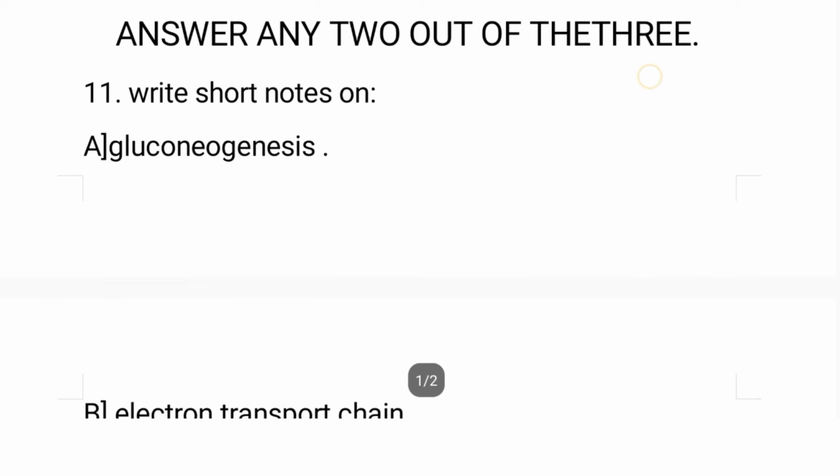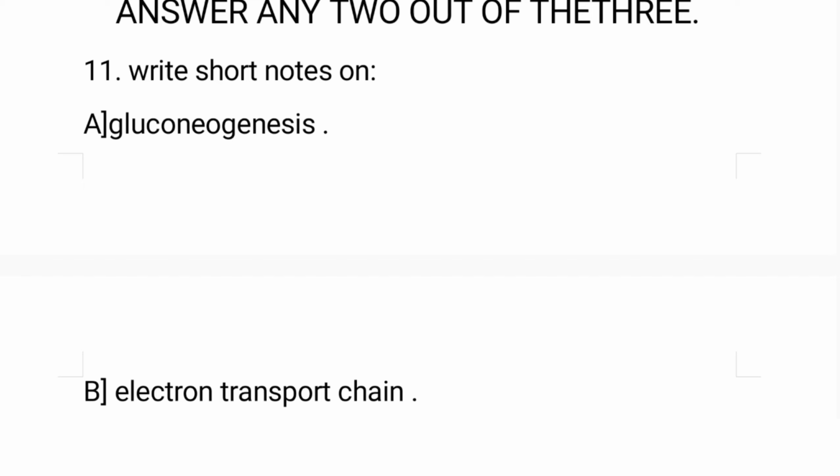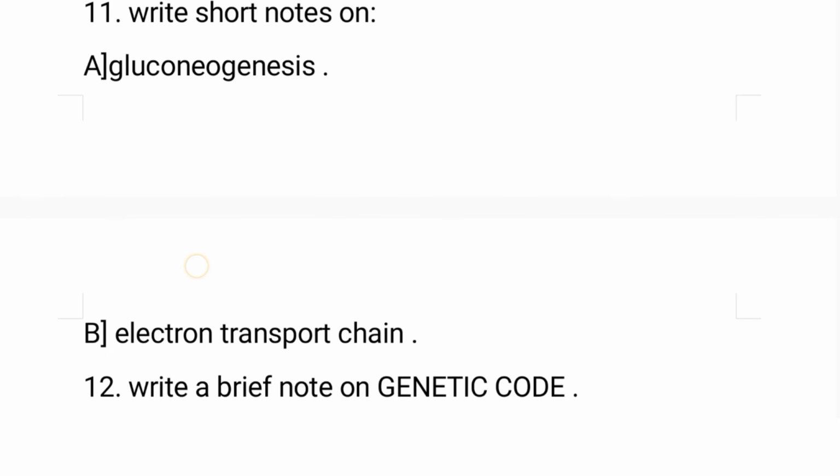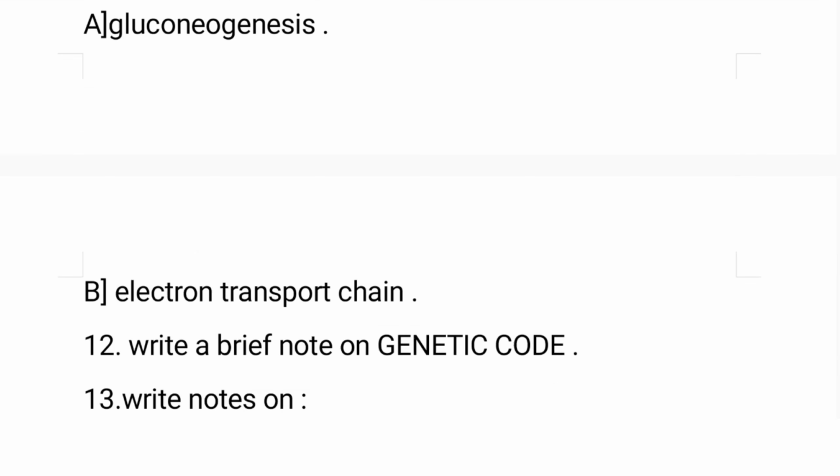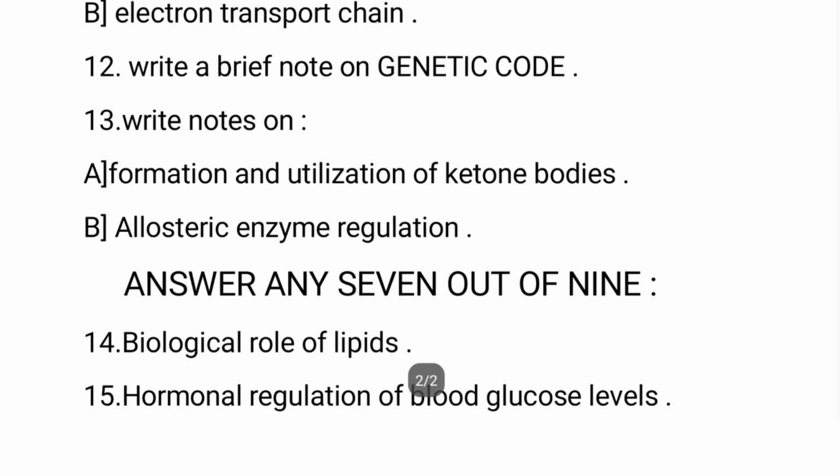Next, any 2 out of 3 to answer, that is the 10 marks questions. They will give 3 as usual, and you should attempt 2 questions. So write short notes on gluconeogenesis and electron transport chain. Don't confuse glycolysis, gluconeogenesis, and glycogenolysis. You know the 3 basic pathways, right? So don't get confused about this. The second one is also the TCA cycle, and next, electron transport chain. These are the questions, and this is the one question out of 3.